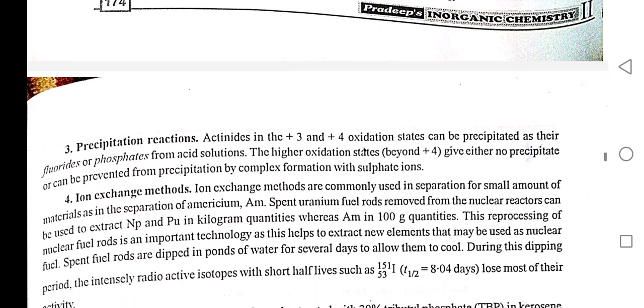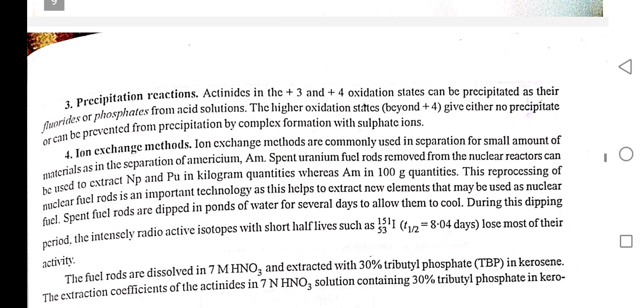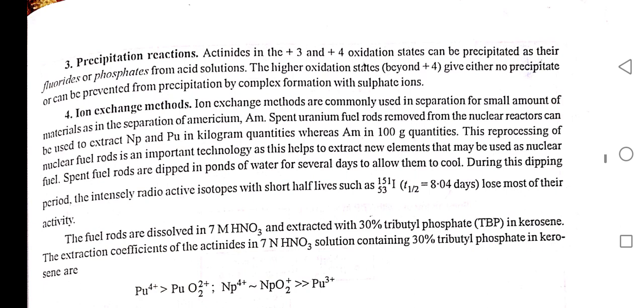Third, precipitating reaction. Actinides in the +3 and +4 oxidation states can be precipitated as their fluorides or phosphates from acid solution. The higher oxidation states beyond +4 give either no precipitate, or can be prevented from precipitation by complex formation with the sulfate ion.